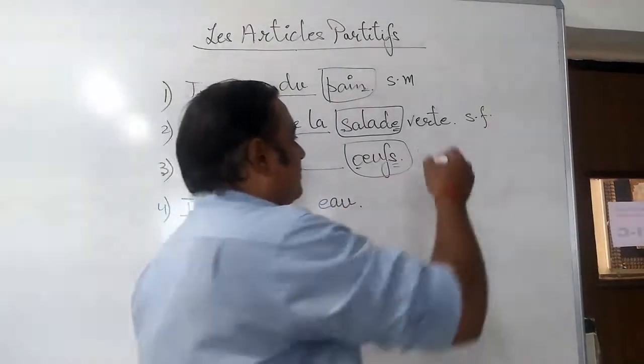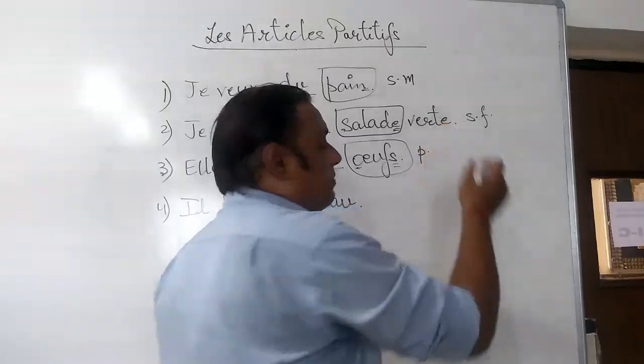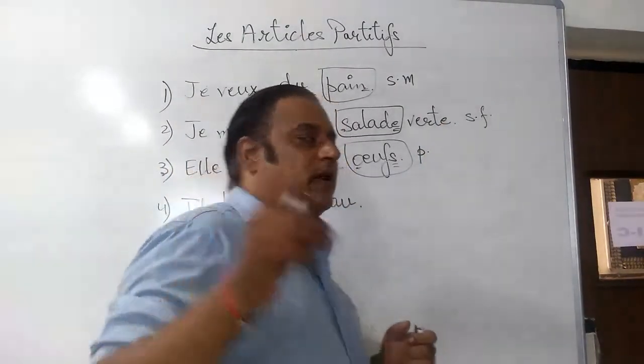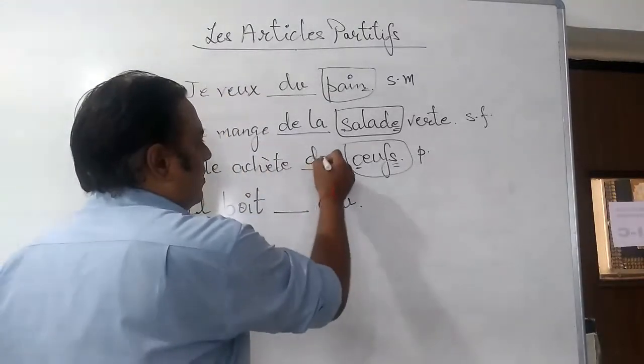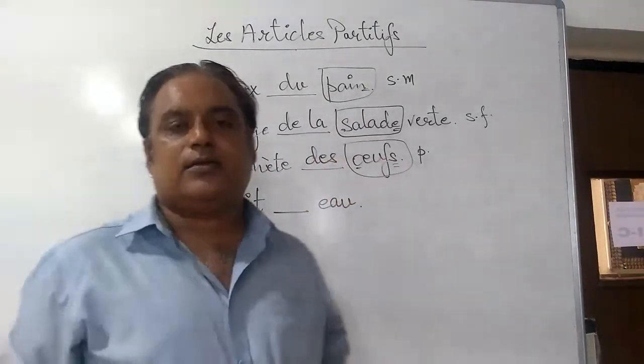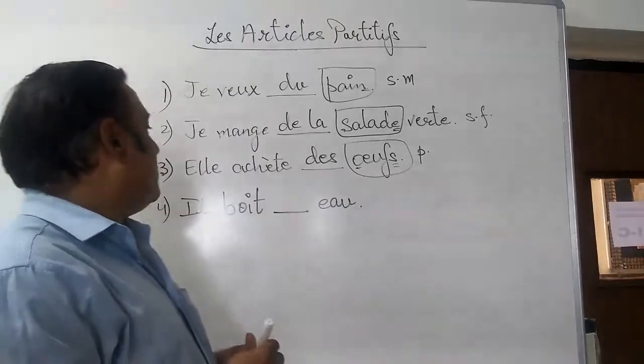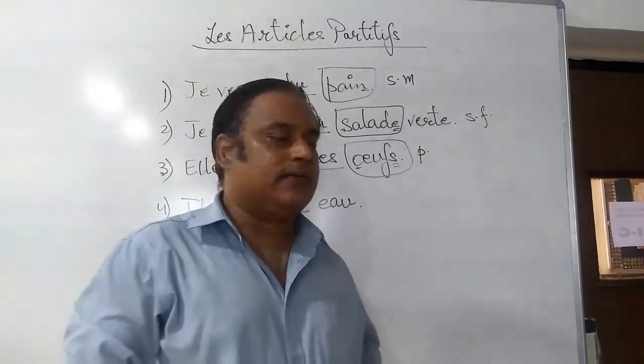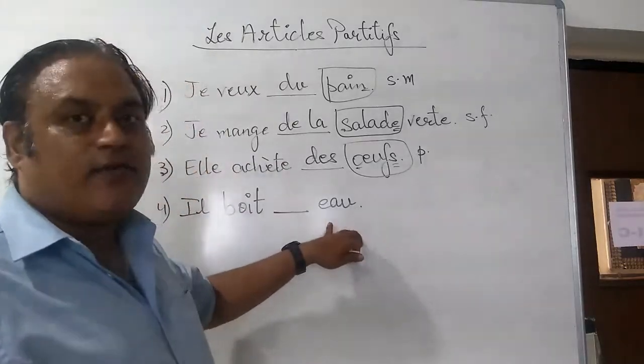This is a plural object, and the plural partitive article is des, D-E-S. Elle achète des œufs. She buys some eggs. Let's have a look at the fourth sentence.